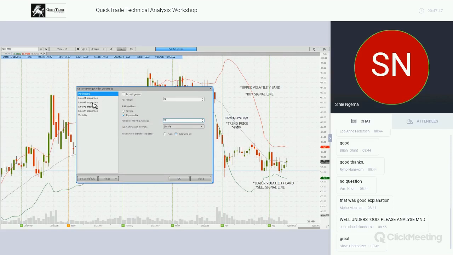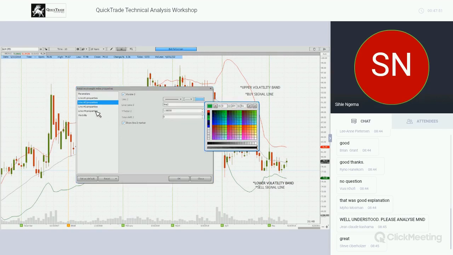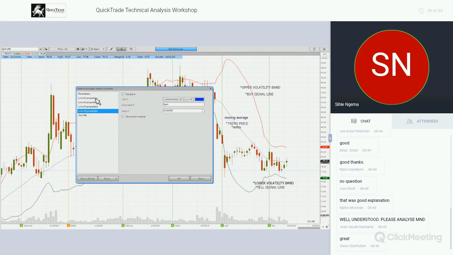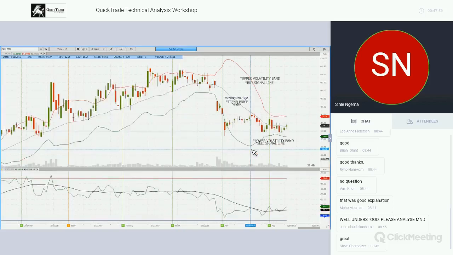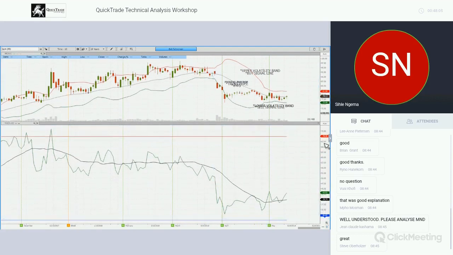So let me just change the color, because I know there are some lines which are not being seen well. So there I have it. So at the bottom there, let me increase the screen there. At the bottom here now, this particular indicator there, it is my RSI indicator.